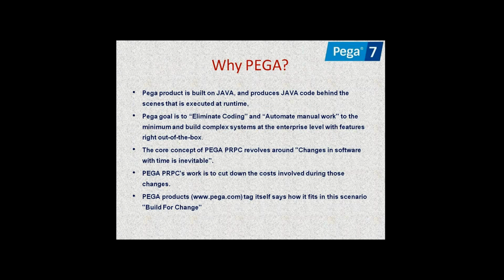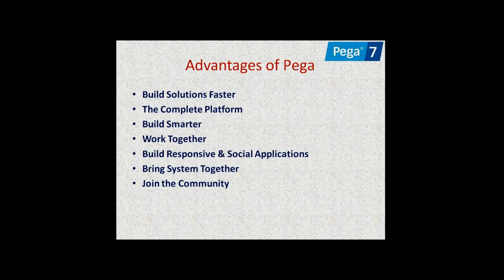And it is a product of Java, guys. Pega is one application designed using the Java programming language. Using this application, we can develop any type of applications without writing any coding. The main goal of Pega is to eliminate the coding. Some of the advantages of Pega are that we can build applications in a faster way, and it contains a complete platform where we can build smarter applications along with different teams.